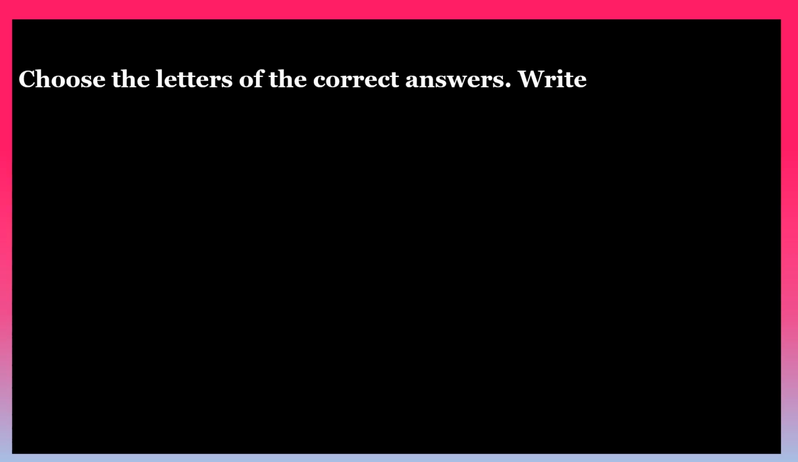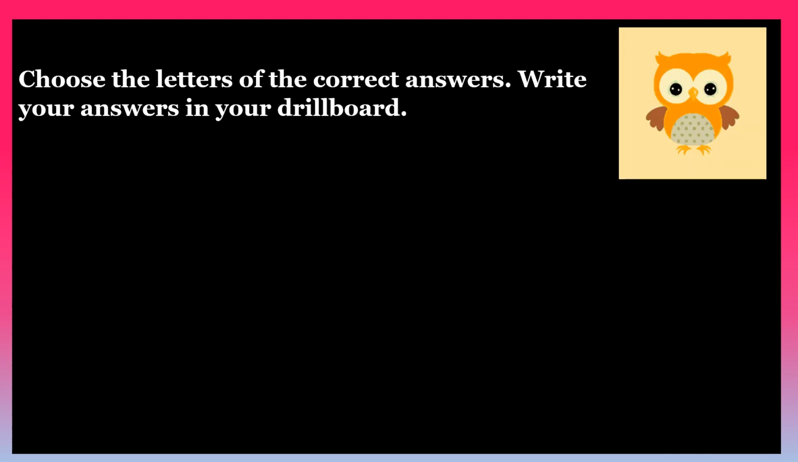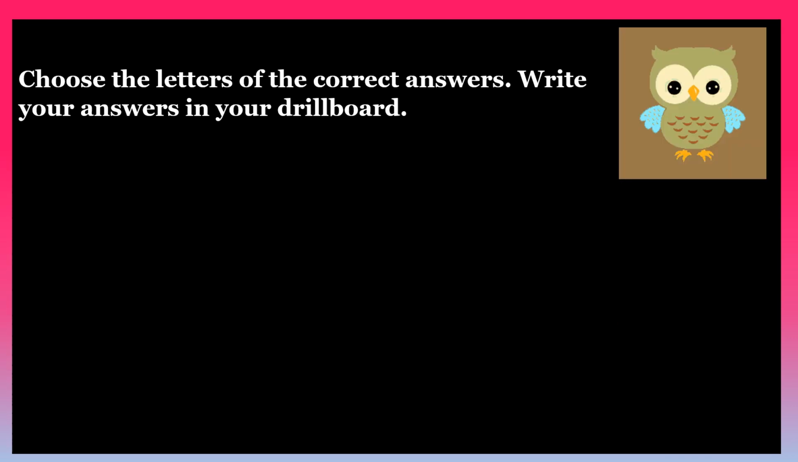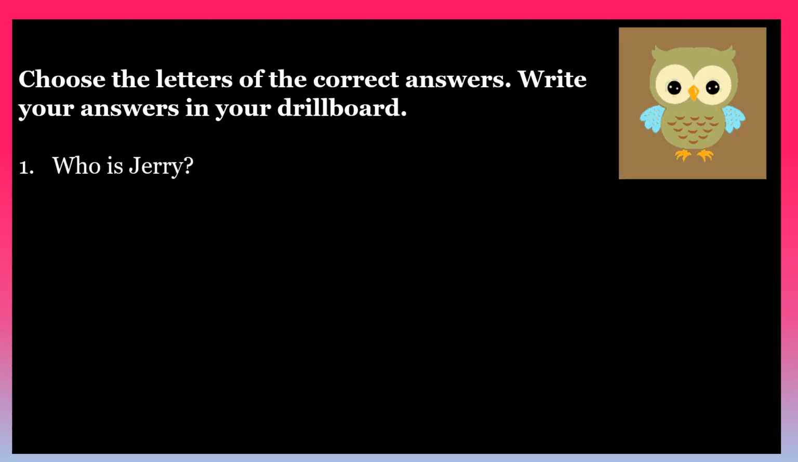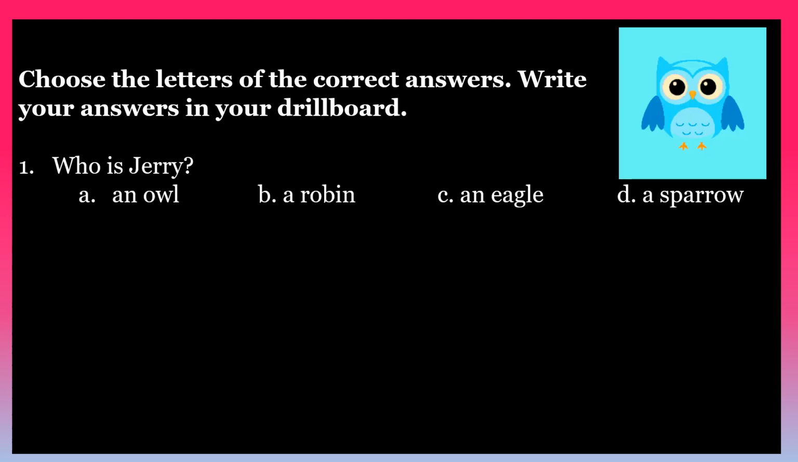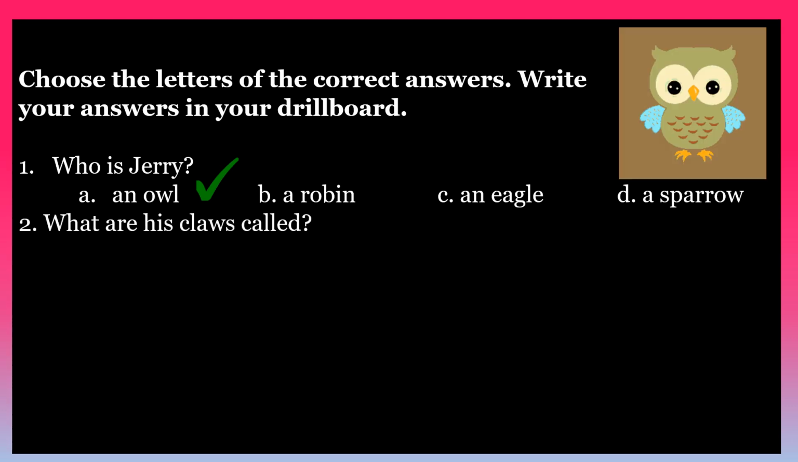So now, let's answer questions about Jerry. So you're going to choose the correct answers and write your answers again in your drill board. Jerry is looking at you. So let's answer. Who is Jerry? A. An owl. B. A robin. C. An eagle. D. A sparrow. It's letter A.